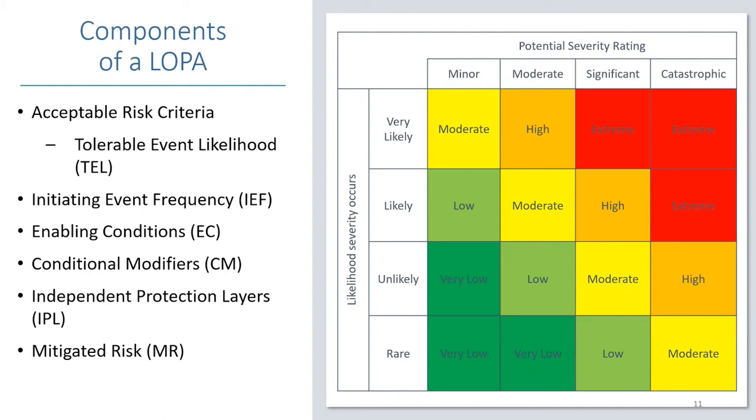You also have initiating event frequencies. These are how often things fail in the beginning. What's the initiating event? You have enabling conditions, conditional modifiers. We'll talk about those. We already talked a little bit about independent protection layers, but they factor into this. And then at the end, you end up with your mitigated risk, which essentially is a product of all of these things combined. And quite honestly, what you end up doing is comparing your mitigated risk to your acceptable risk criteria to see whether or not you've reached the acceptable risk level that you've set for yourself.